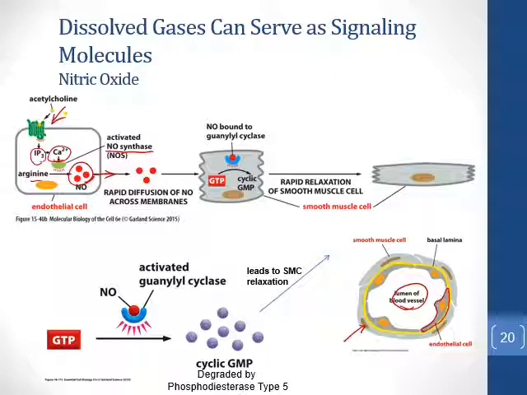It can also then diffuse across the membrane of the smooth muscle cell. Once it gets into the smooth muscle cell, it's going to bind to guanylyl cyclase. Now, guanylyl cyclase is going to convert GTP to cyclic GMP. The cyclic GMP then is going to lead to smooth muscle cell relaxation, and that smooth muscle cell relaxation is going to increase the diameter of that blood vessel and increase blood flow.